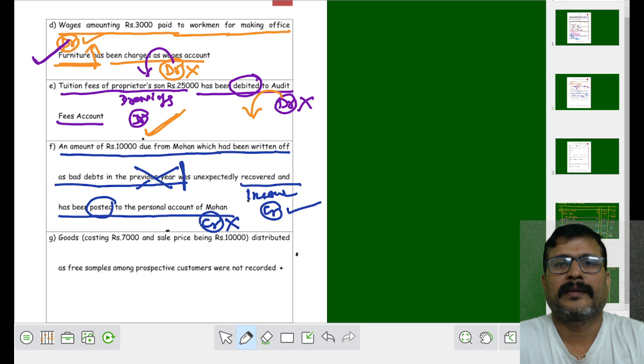So Mohan is being wrongly credited. That you need to remember. अब क्या करेक्शन एंट्री होता? रेक्टिफाइड एंट्री क्या होता? Keep the correct in the same place, shift the wrong in the opposite place.